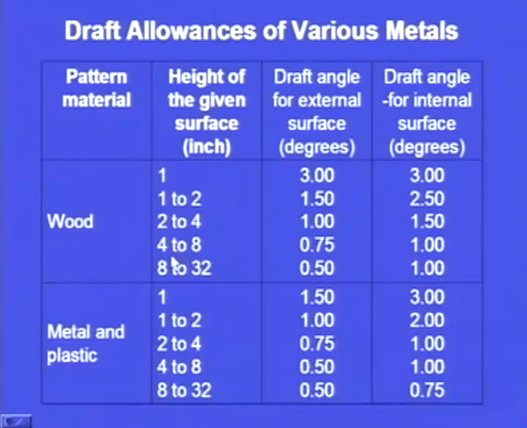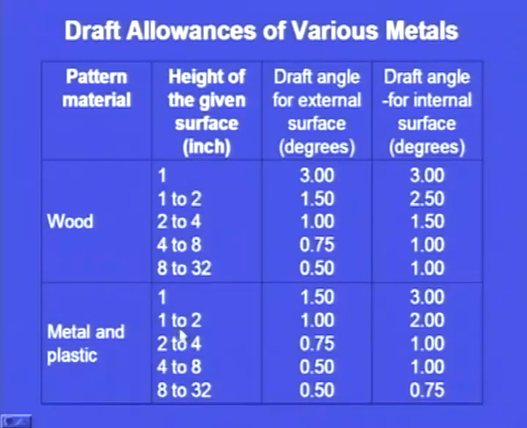And when the height is 4 to 8 inches, the draft angle should be 0.75 degrees for external, and for internal it should be 1 degree. And from 8 to 32 inches, the draft angle should be 0.5 degrees for external, and if it is internal it should be 1 degree. And when the pattern material is made up of metal or plastic, the draft allowance should be like this. For 1 inch height, it should be 1.5 degrees if it is external. For internal, it should be 3 degrees.